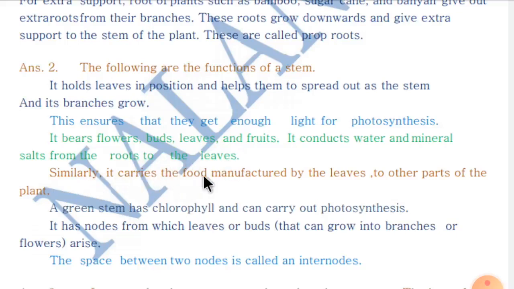Similarly, it carries the food manufactured by the leaves to other parts of the plant. A green stem has chlorophyll and carries out photosynthesis. It has nodes from which leaves or buds arise that can grow into a new branch or flower. And the space between two nodes is called internodes. So these are the functions of a stem.